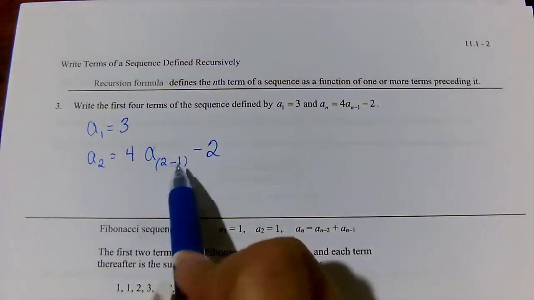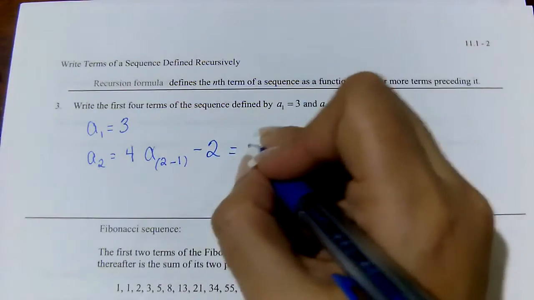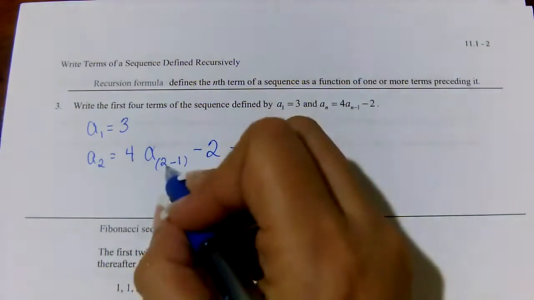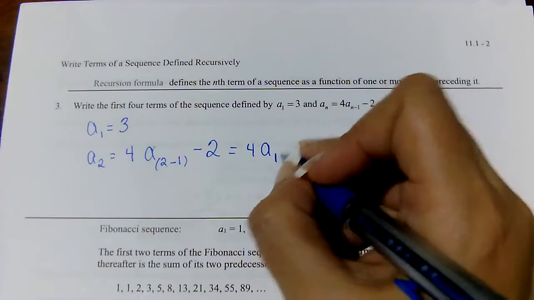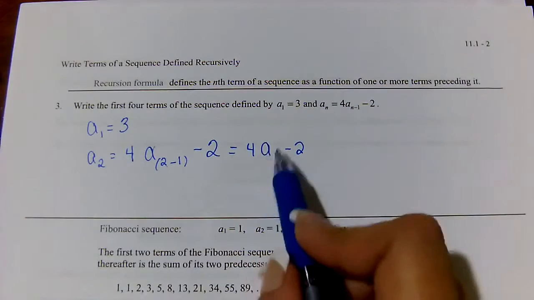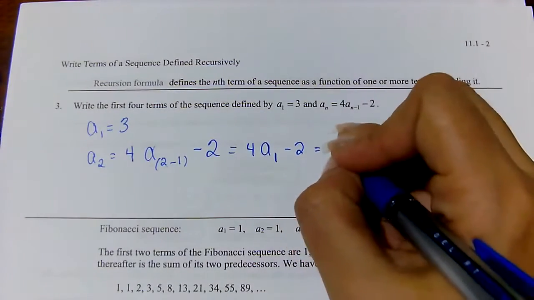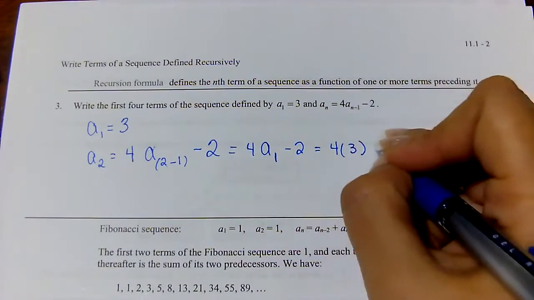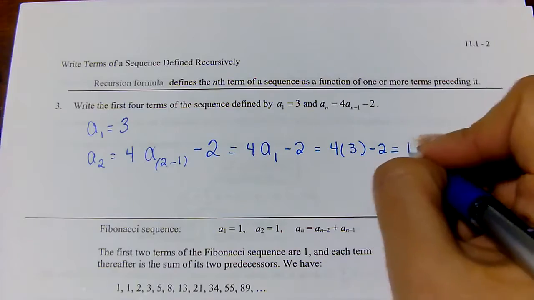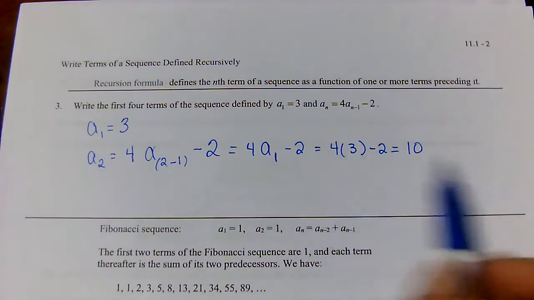So if I subtract these two, I would have 4 times A of 2 minus 1, which is A of 1, minus 2. Well, what does A of 1 mean? A of 1 is the previous term. So we would have 4 times 3 minus 2, and that comes out to 10. 12 minus 2 is 10.